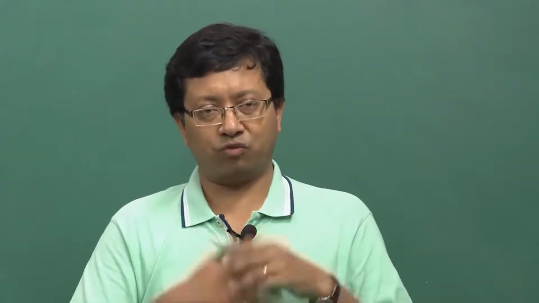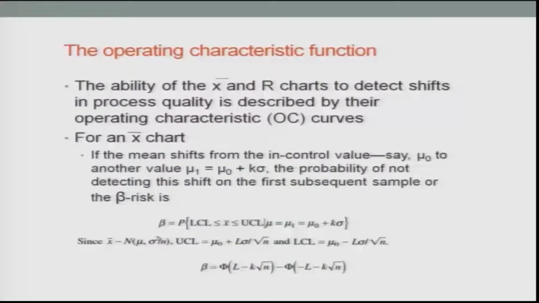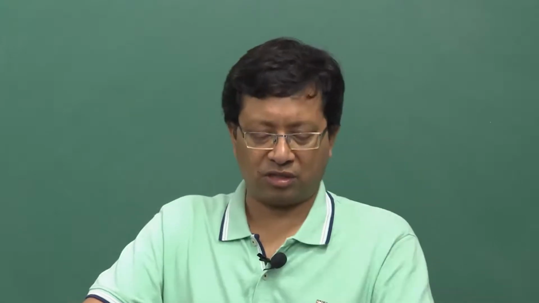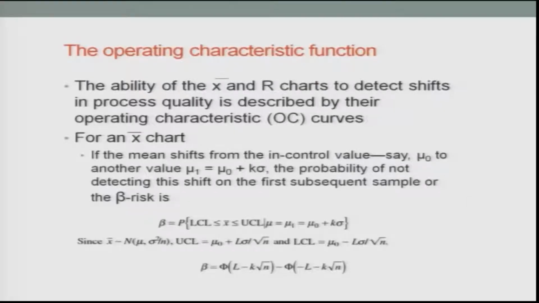But the actual essence remains the same. I want to understand the variability of the overall production process; whether I use R or S is the question. So, the operating characteristic functions are important for us to study. The ability of the X bar and R charts to detect shifts in process quality is described by the operating characteristic curves, the OC curves, where we have LTPD, AQL, alpha, beta and all those things. For an X bar chart, suppose the mean shifts from the in-control value mu naught to mu 1; it can be positive or negative, forget about that.